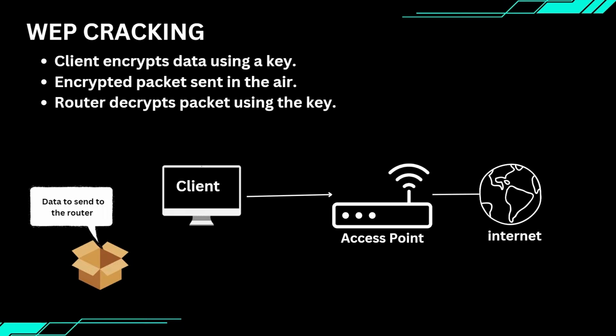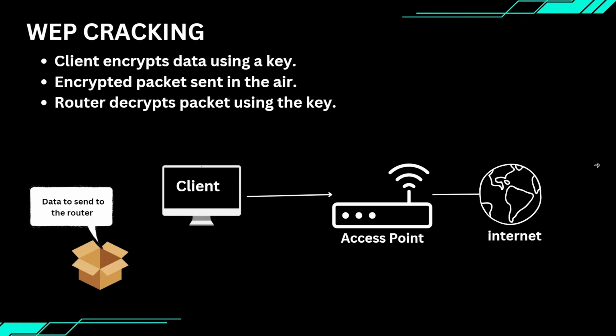WEP uses an algorithm called RC4 to encrypt data. Imagine a client wants to send data to a router. Before it sends anything, it encrypts the data using a key. This turns readable data into what looks like random gibberish. This encrypted packet is then sent over the air. If a hacker intercepts this packet, all they will see is gibberish. They won't be able to make sense of the data because it's encrypted.